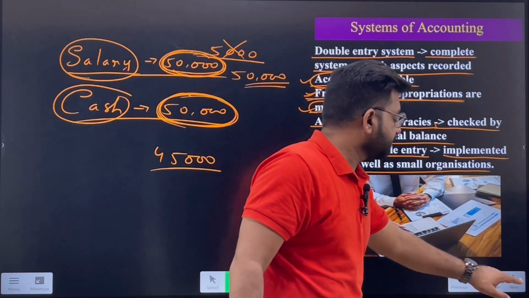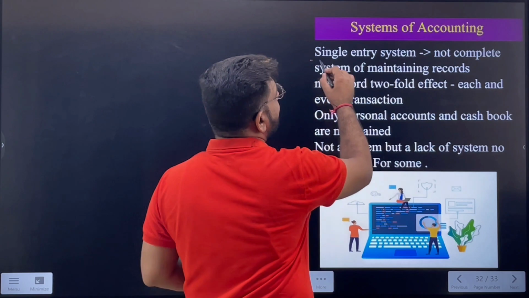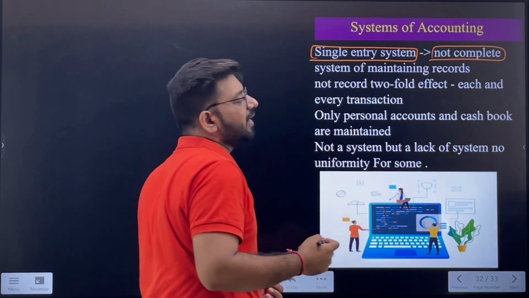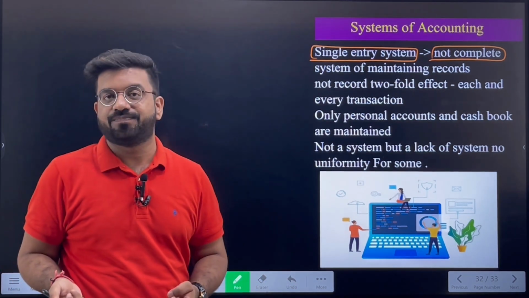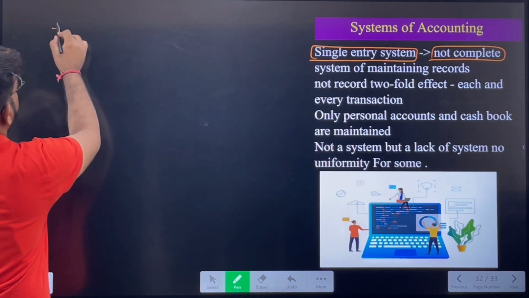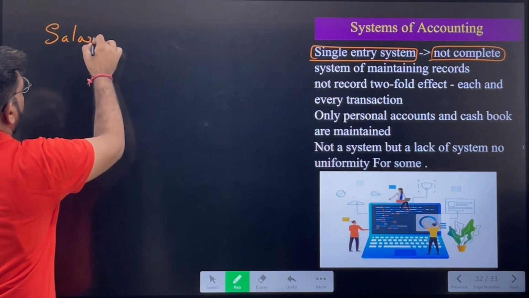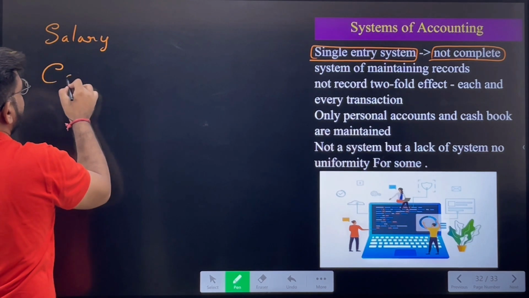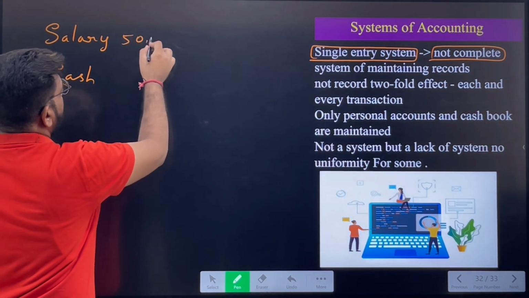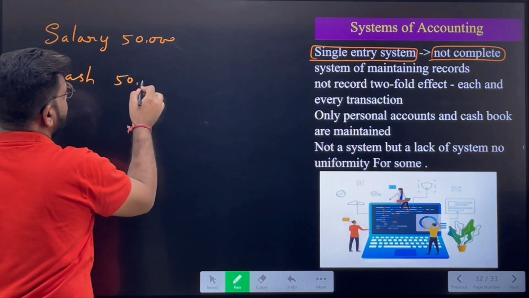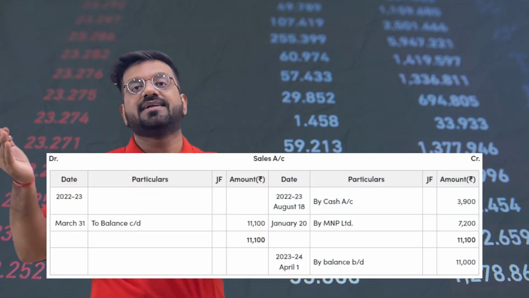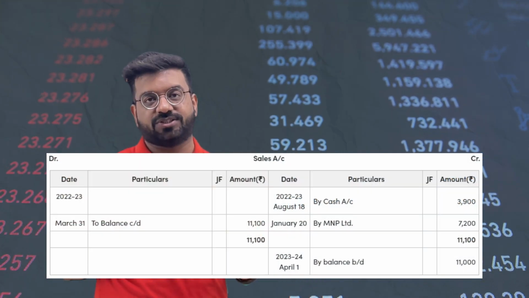Next, we come to the single entry system. The single entry system is not at all complete. Now, the question arises, why is it not complete? In the double entry system, we were recording both aspects. That is, we were recording salary also and cash also. Am I correct? We were recording 50,000 on both sides, with which there was accuracy and verifiability that yes, there is a debit and a credit for the same transaction.